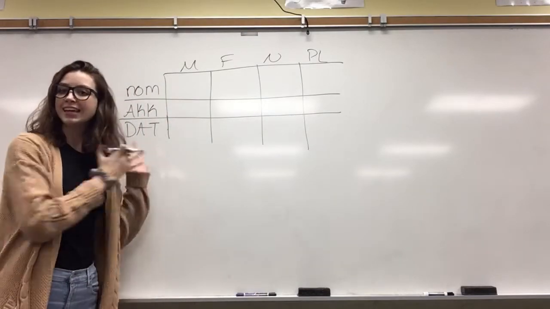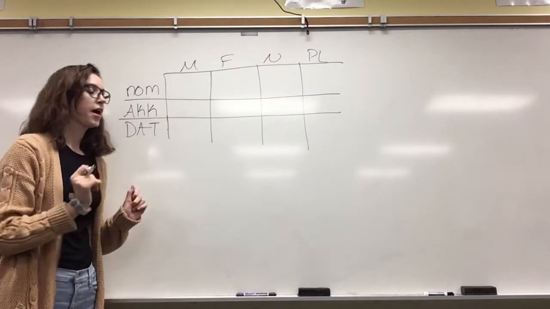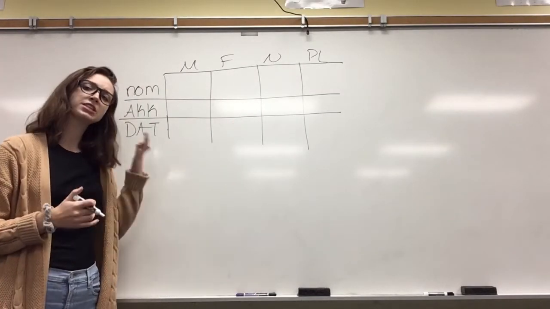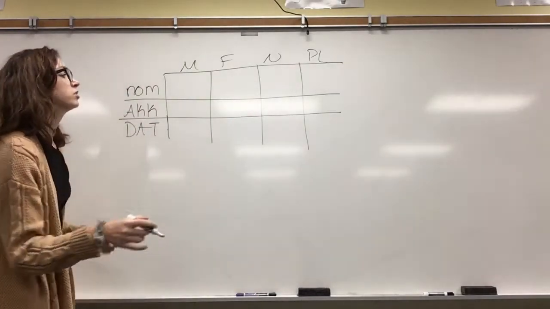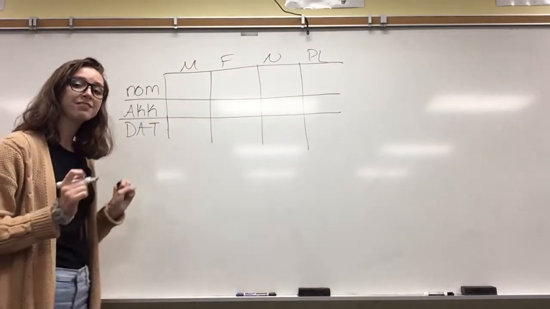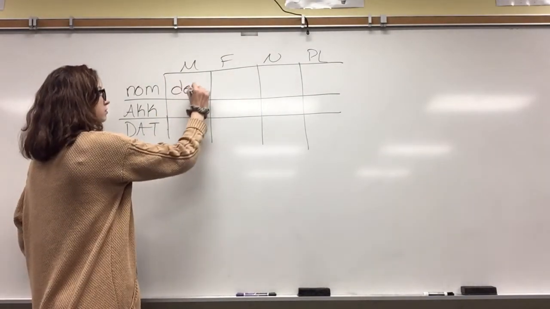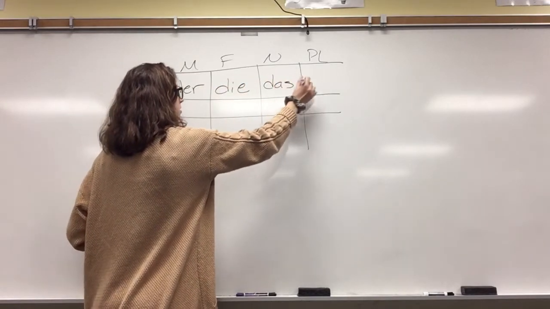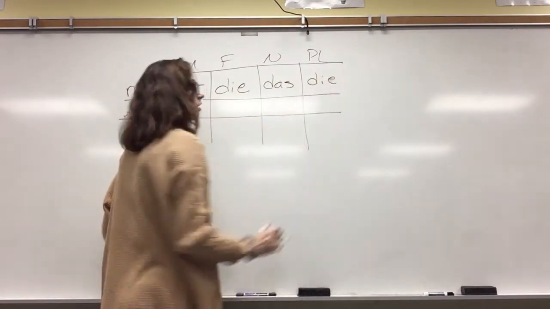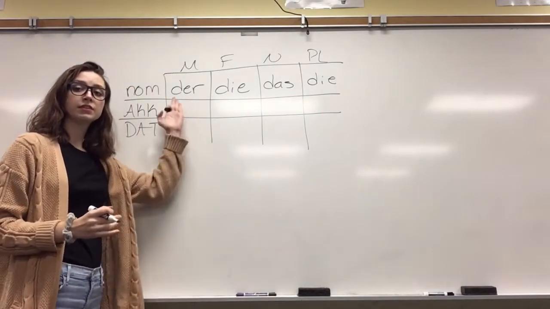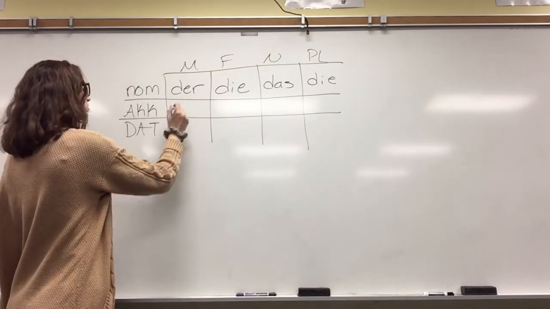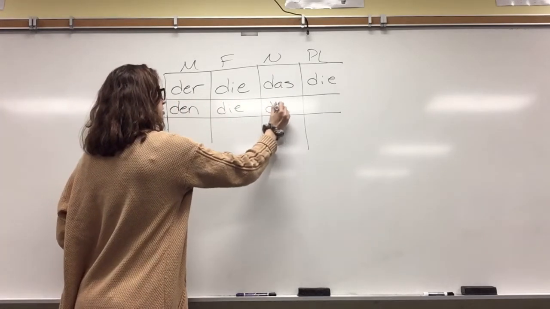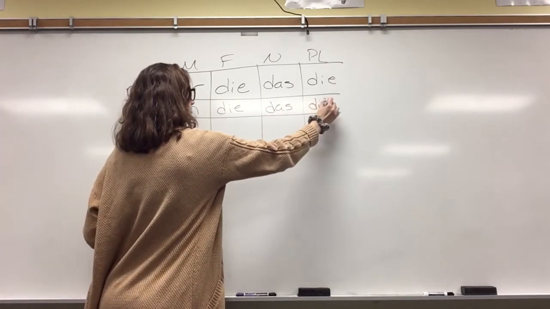Okay, so here is our nice little table. We're gonna fill it in. I'm gonna say them out loud so that you can hear everything, because it's good to hear and see everything. So in the nominative and the masculine, we have der, die, das, and die. Remember, when we get into the accusative, der changes to den. And nothing else changes after that.